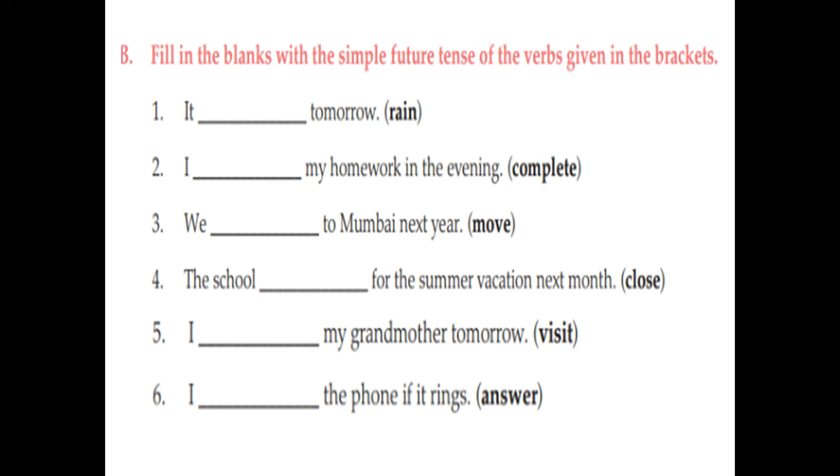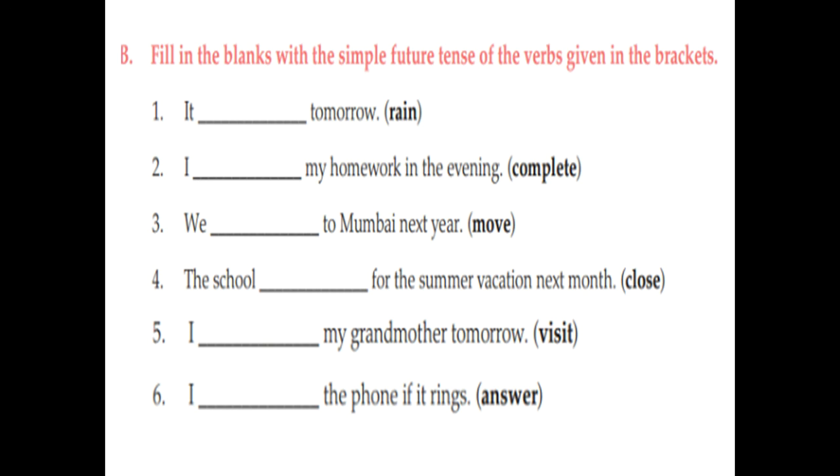Third one. We dash to Mumbai next year. So the action was going to happen next year. Move as a verb is in the present tense. So what will you add if you want to change it into the future tense? Will or shall. Move. We will move to Mumbai next year.